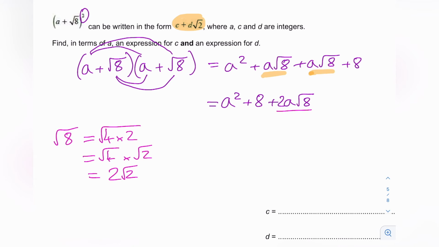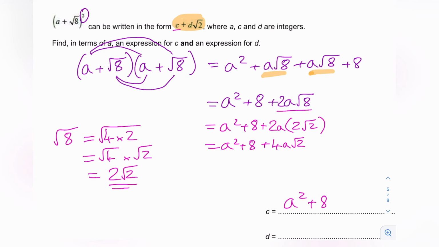So now we know we had 2a lots of this root 8, which we have just simplified to 2 root 2. So we've got a squared plus 8, that doesn't change, and then we've got 2a multiplied by 2, so that is equal to 4a root 2. So my expression for C is this a squared plus 8, and my expression for D is equal to 4a.